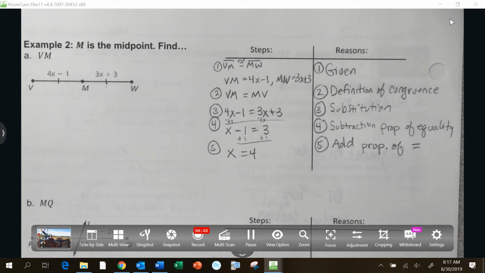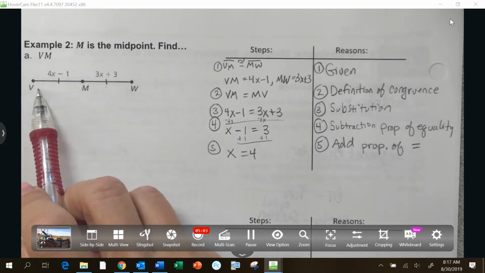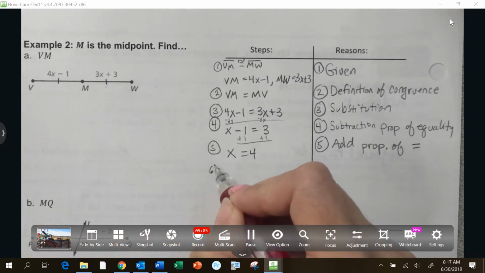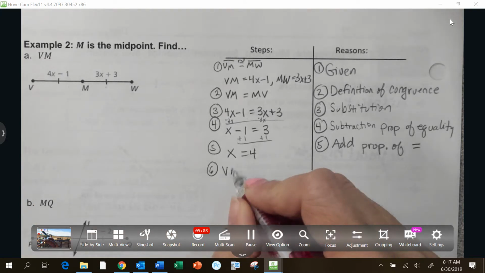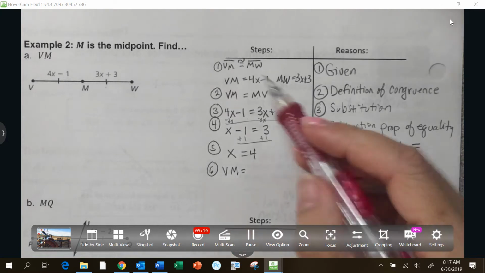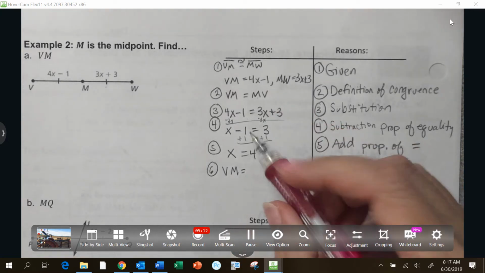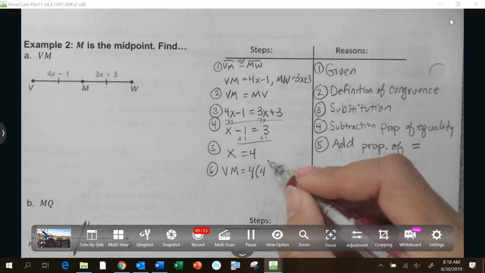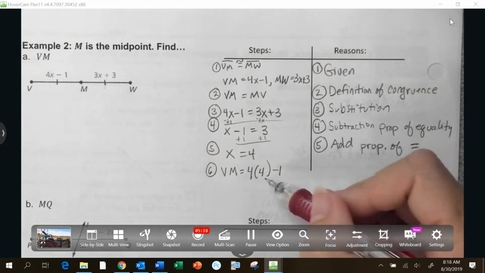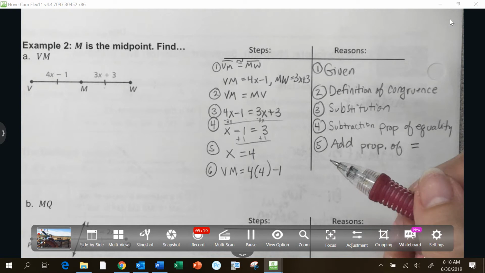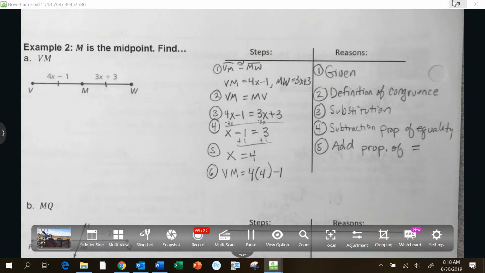All right, so we did what Matthew said. He said, find what x equals, and he said to do all this stuff. Is this what we were supposed to do? Rakaya, were we just supposed to find what x equals? What are we supposed to do? Okay, we're going to find the distance from V to M. So, VM, I know VM equals 4x minus 1, and we know x is 4, so I'm going to do 4 times 4 minus 1. What allows me to take out that x and put in that 4? Substitution.